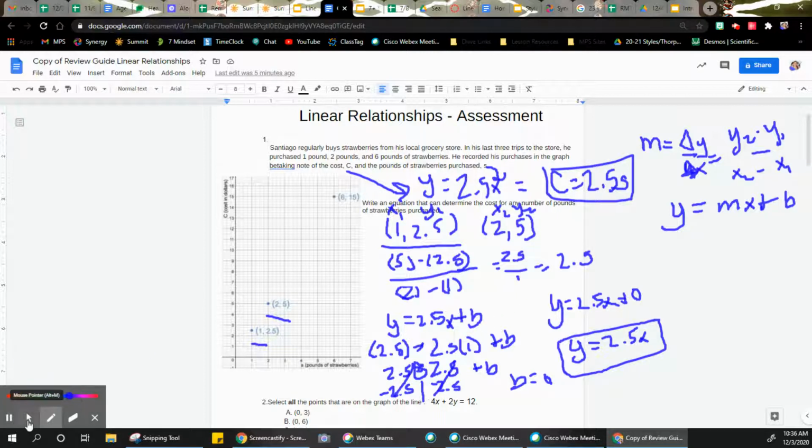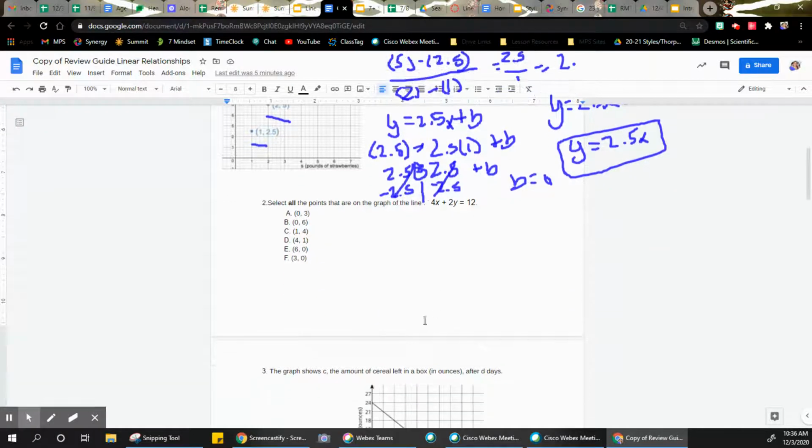All right, so now I'm going to scroll down to the second one. It wants me to select all the points that are on the line 4x plus 2y equals 12. So that means I have to plug my x and y and see if they're true for each of these points. So I'm going to start with A, 0, 3. And I'm going to do 4 times 0, because 0 is in the x spot. Remember, they're all x first, then y. So 4 times 0 plus 2 times 3 equals 12.